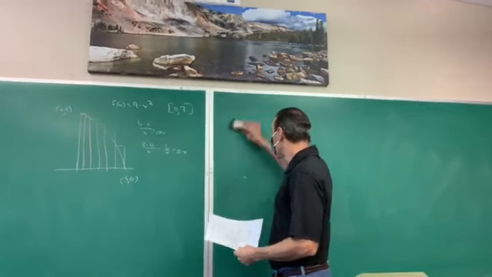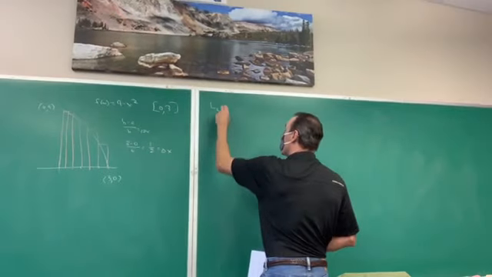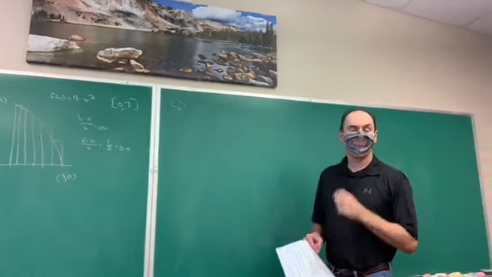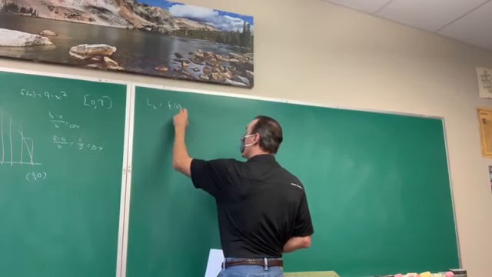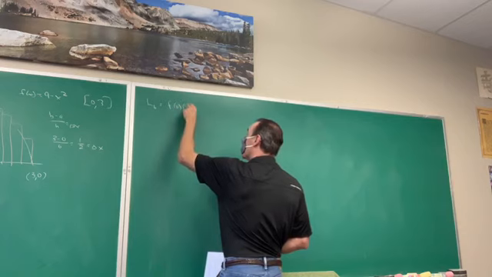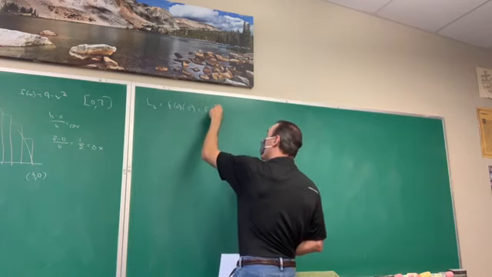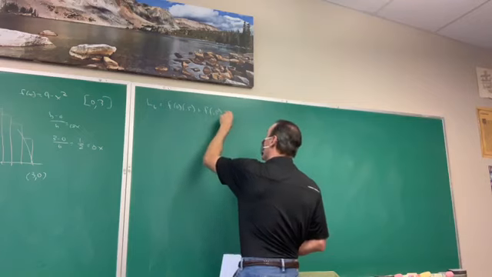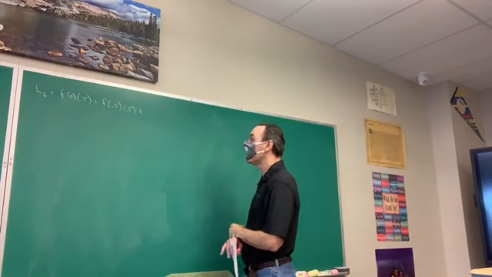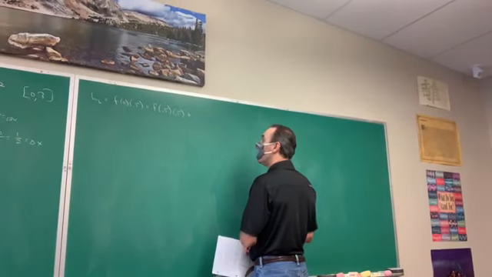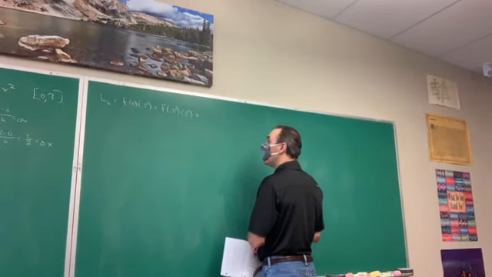Now, this is what the person I stole this worksheet from would call L6. We have 6 rectangles using the left-hand side. And so that is going to be f of 0 times our delta x, which is 0.5. And then we would get f of 0.5 times our delta x, which is 0.5. You with me here? And the next one, the third rectangle, would be f of 1. And again, the delta x is going to be 0.5.